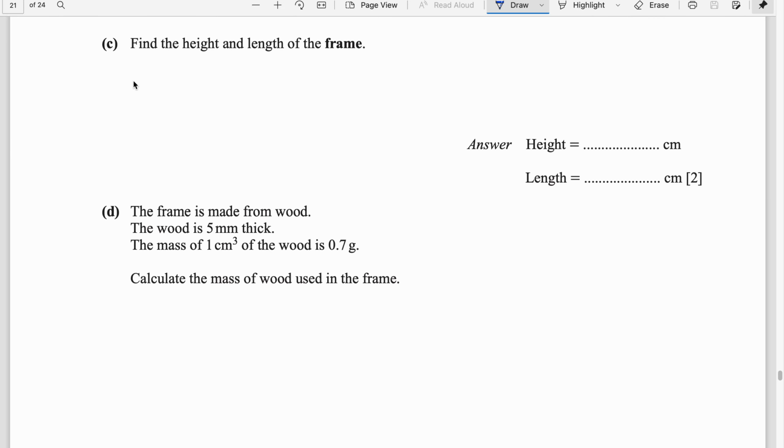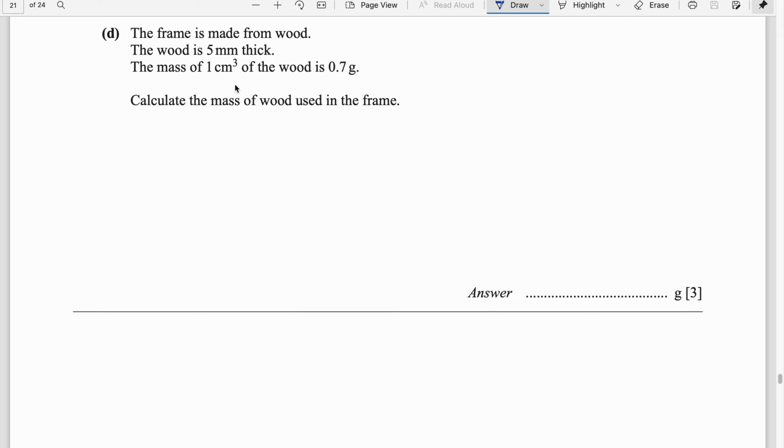C part, find the height and length of the frame. So we had x plus 4 and we had 3x plus 4. Value of x would be 10 because the other value is negative. So 3 into 10 plus 4, 30 plus 4 is 34. So height is 14 and the length is 34.